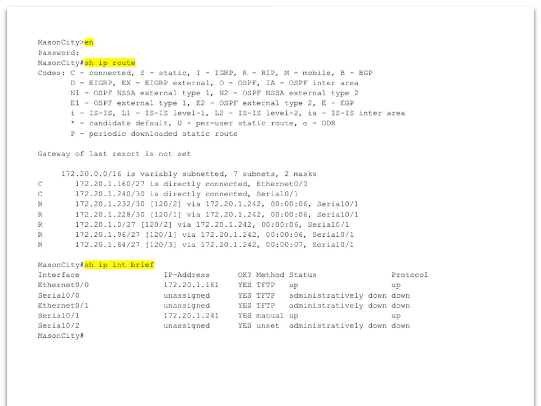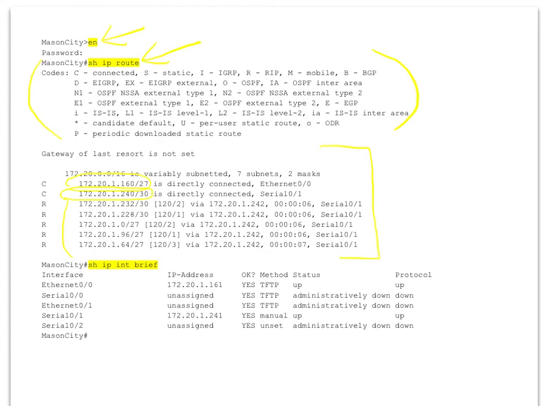So then, you can see here, I went in the configuration again and I typed show IP route. This gives me all the information, all the codes, and then this is the routing table. That's what the router refers to in order to send the information. And you can see here, these are directly connected routes to this router, Mason City. And then these routes were all learned from the other routers. So then we'll show that in a minute.